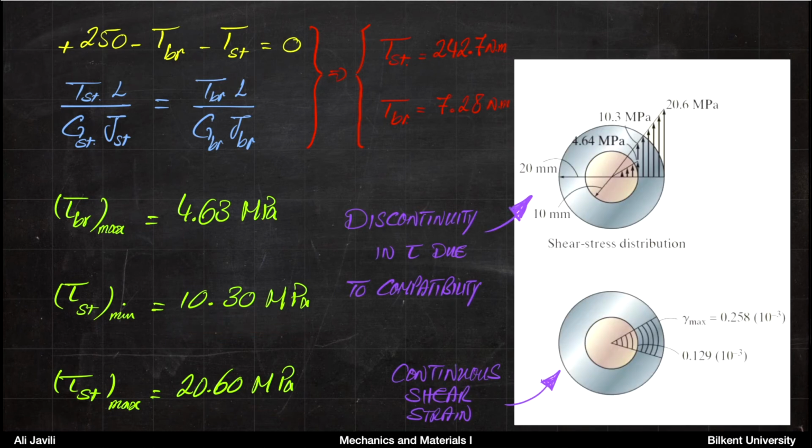Now, if you want to draw them, you can draw them like this. So basically, for the brass core, the shear stress starts from 0 to 4.63 or 64 here. And then in the tube, in the steel part, you would have a jump of shear stress to 10.3, which goes again linearly to 20.6. So you have a jump of shear stress where the material changes.